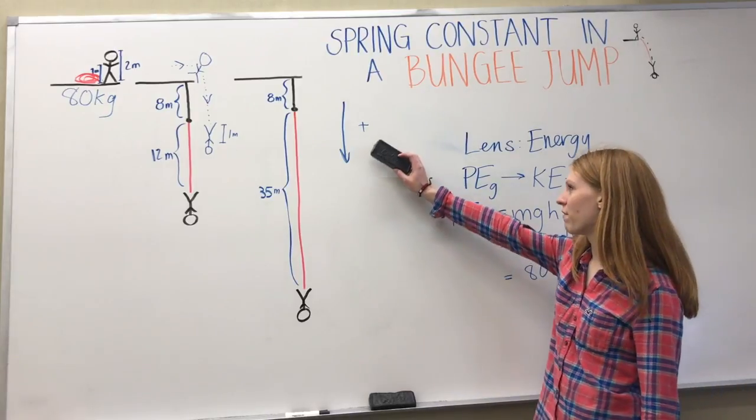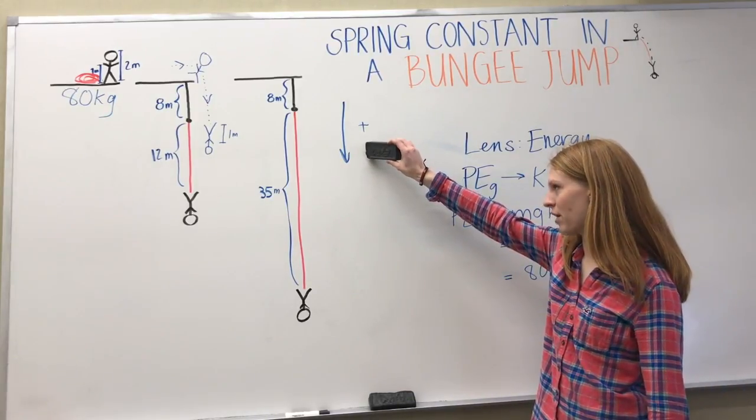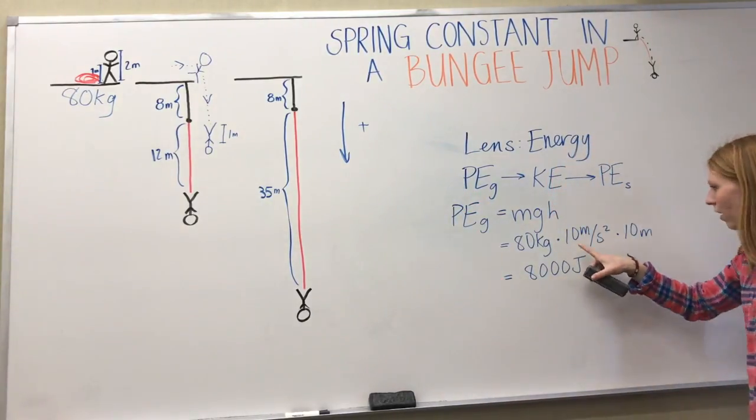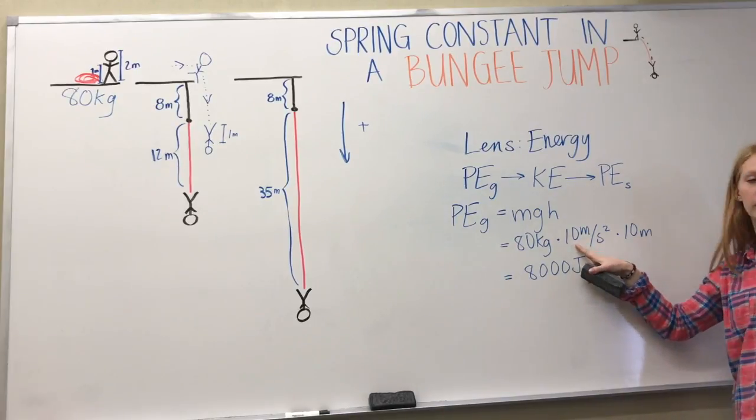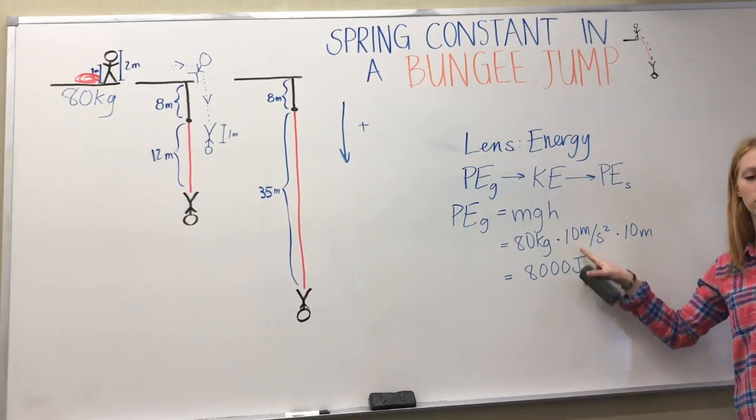So just to clarify, for this problem we chose downward. The downward direction is positive, so that's why our gravity acceleration is positive 10 meters per second squared.